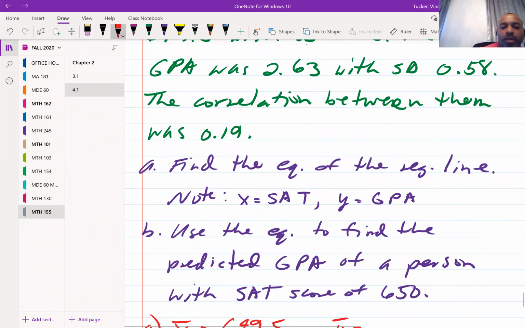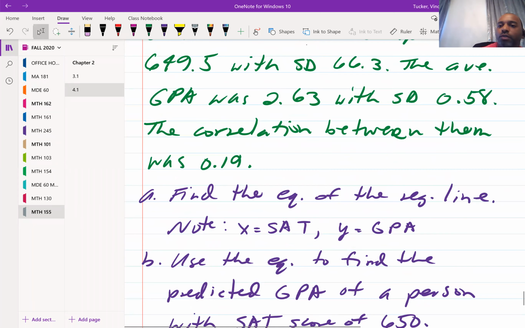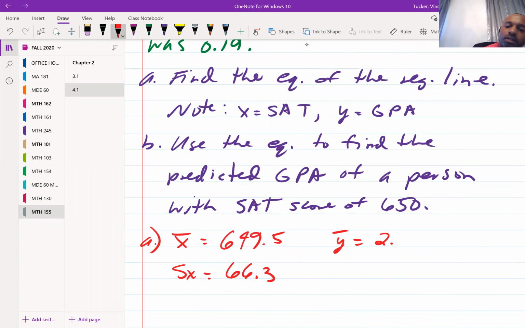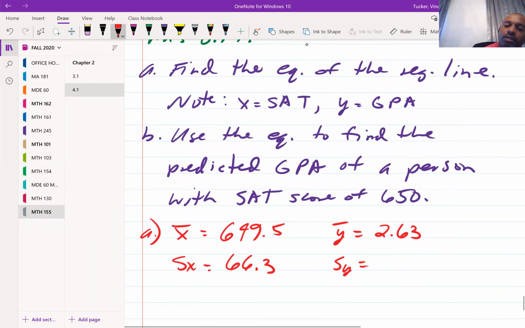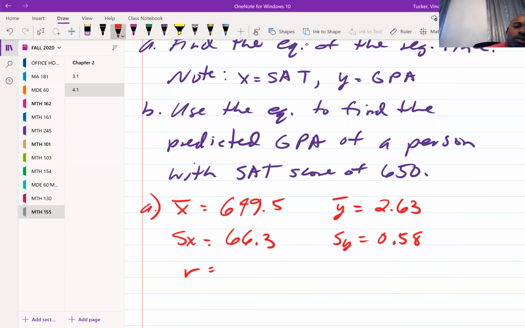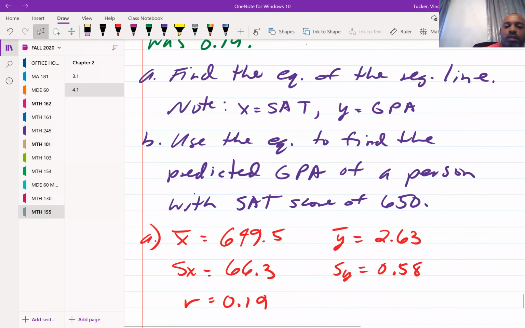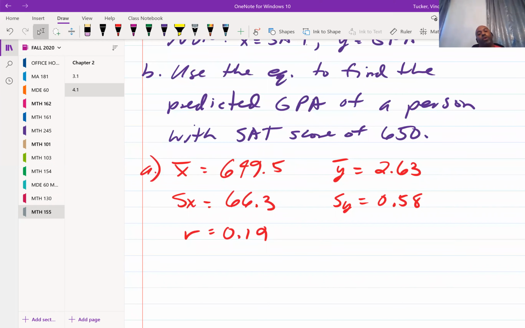Average of my GPA was 2.63. Standard deviation of my GPA was 0.58. Then R was 0.19, I believe. All right, that's the correlation. So questions on a piece of information, how we pulled it, how we labeled it from the problem.